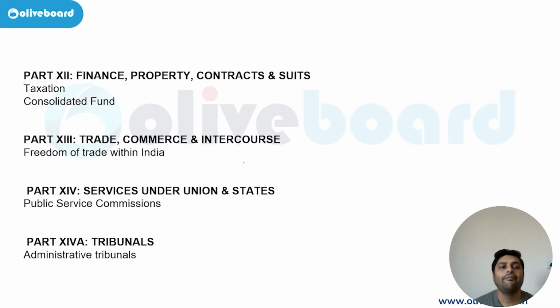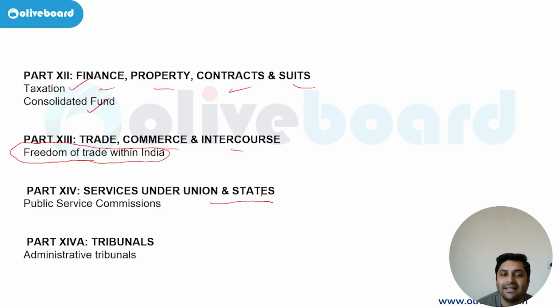Okay, next we have part 12, finance, property, contracts, and suits. What comes under this? Taxation and Consolidated Fund of India. Part 13 deals with trade, commerce, and intercourse, freedom of trade within India. Part 14 deals with services under union and states, like public service commissions. Very, very important. Correct? 14A deals with tribunals, administrative tribunals.